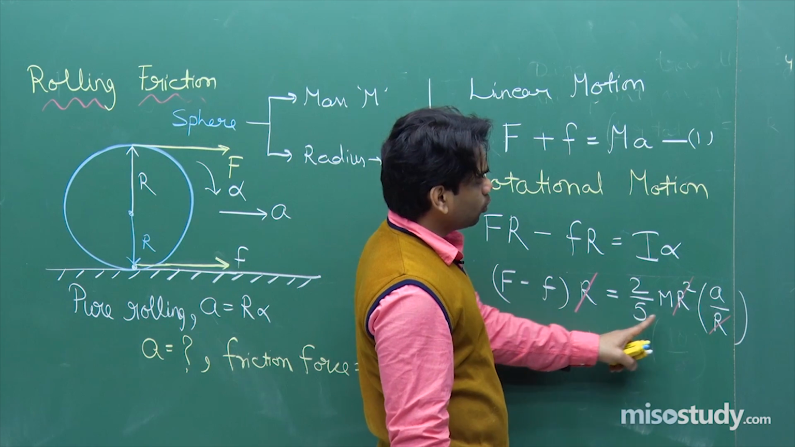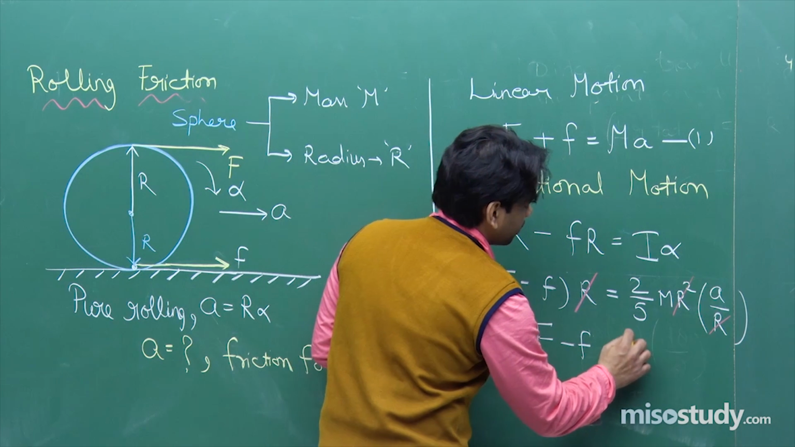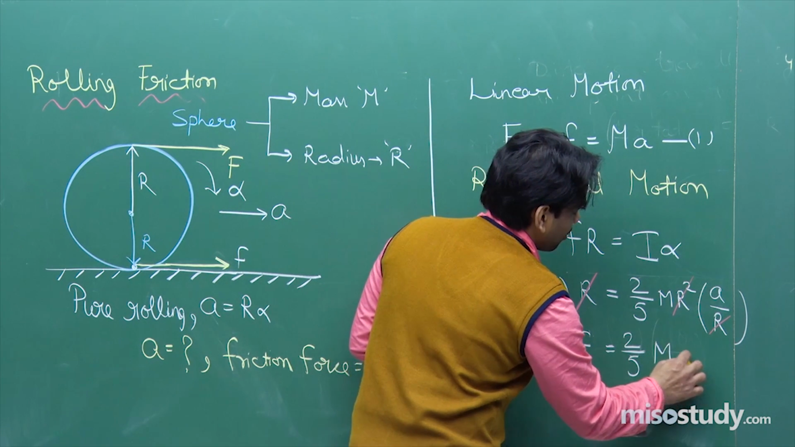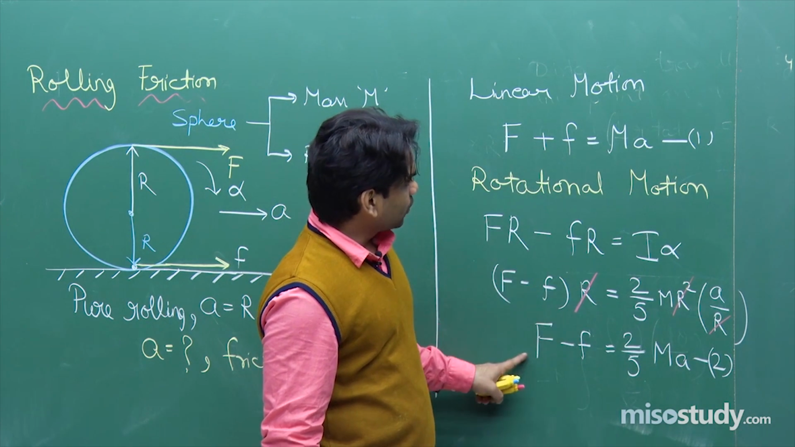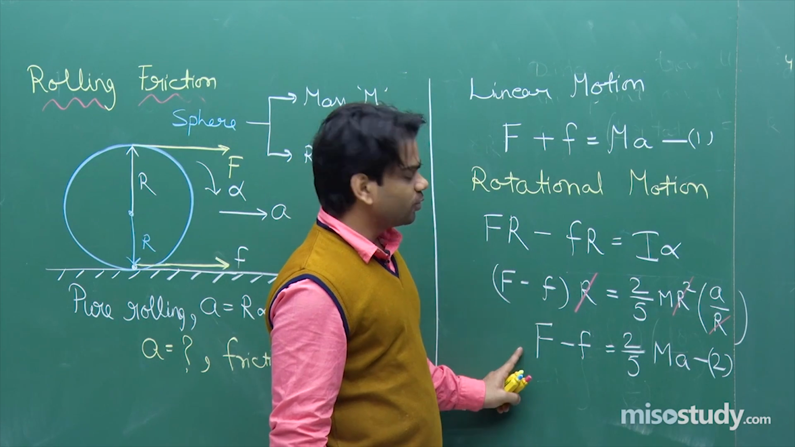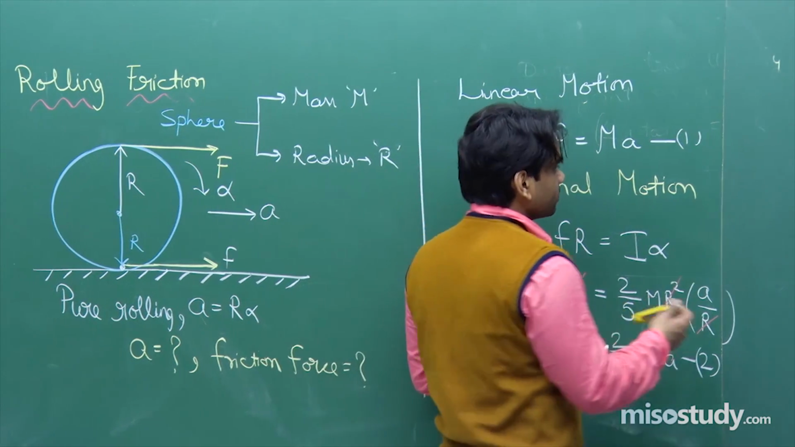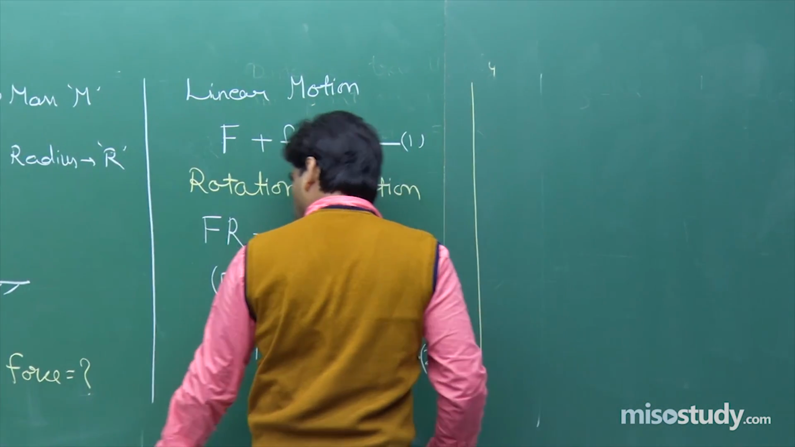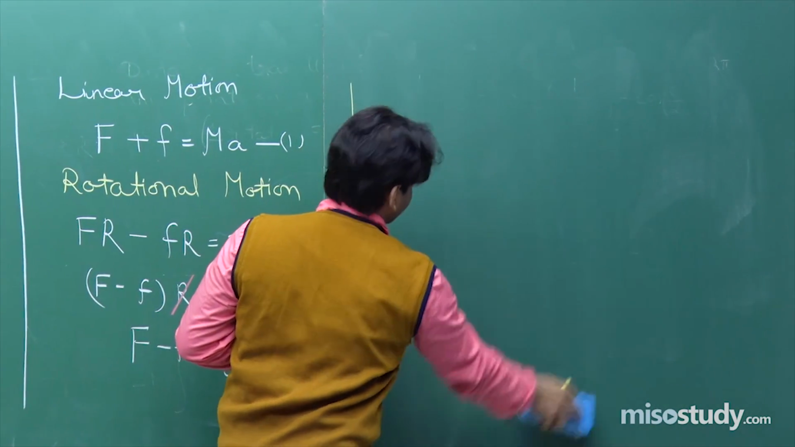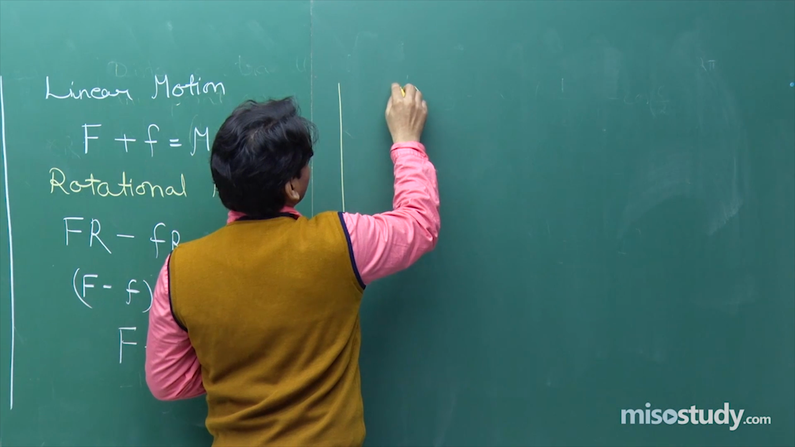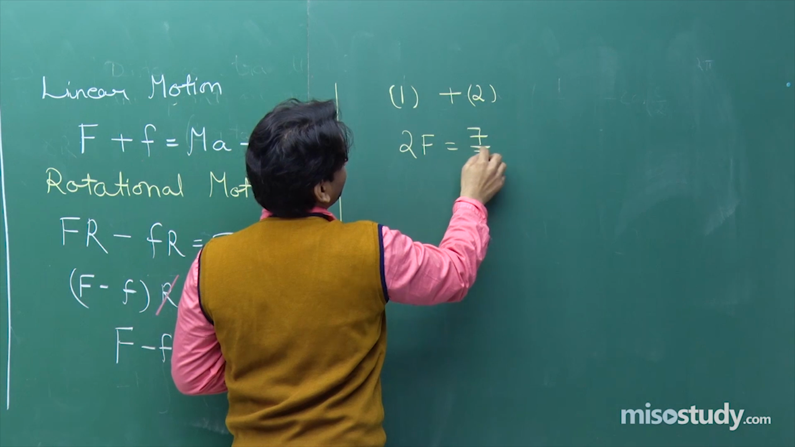F minus f will be equal to 2 by 5 M a. This is what we are left with. F minus small f is equal to 2 by 5 M a, equation number 2. Adding both 1 and 2, small f will cancel out. So F plus F, 2F, will be equal to M a plus 2 by 5 M a, that gives 7 by 5 M a. So adding equation 1 and 2, we are left with 2F is equal to 7 by 5 M a.